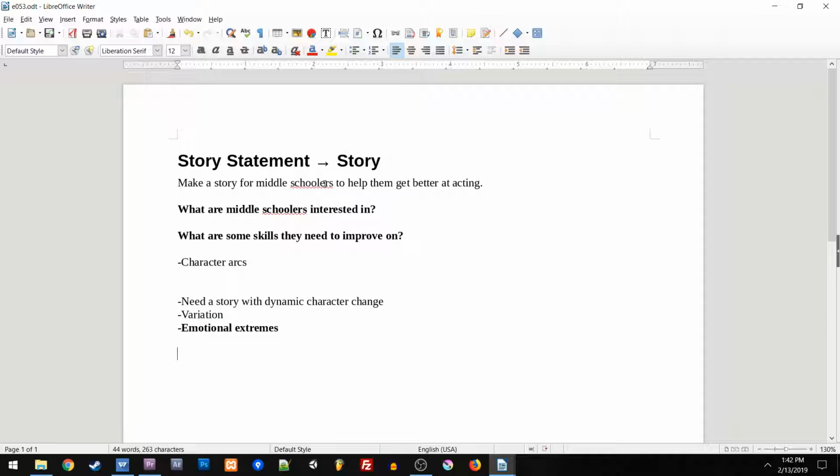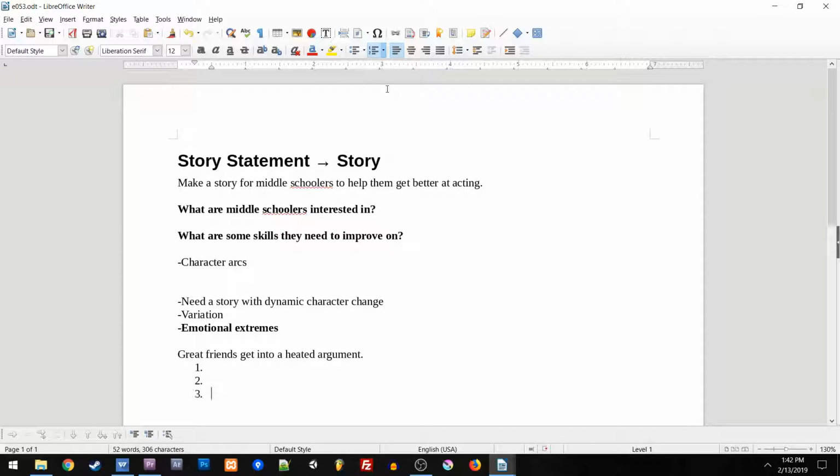So we could have, and this is going to seem very simple, but we could look at something like: characters get into a heated argument, or great friends get into a heated argument. That could be our overall story, because we have the happiness, the joy, because when we look at a heated argument, the implication, what we can draw from this, is that they were in the opposite at the beginning. So it could be that friends are having a blast hanging out.